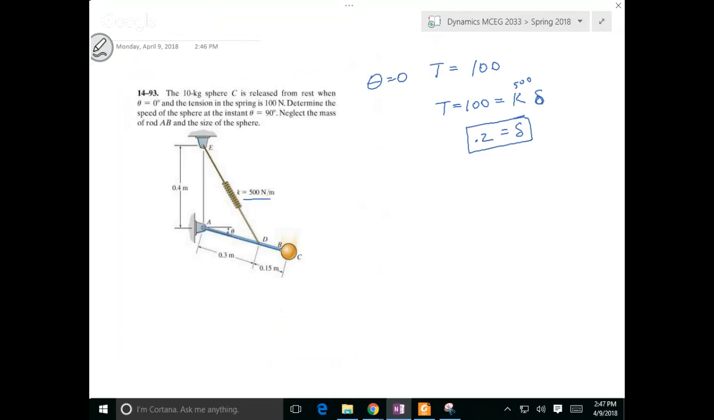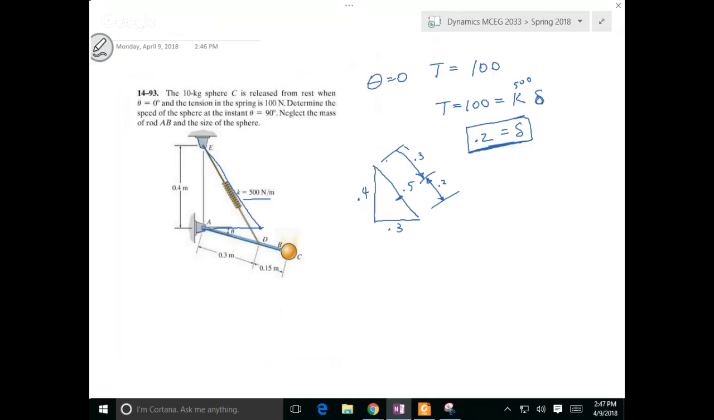So say this point swings up here. It goes to there, goes out here. So the triangle looks like this, 0.4, 0.3. Aha, I like this guy, 0.5. So the unstretched length is back here. So this is 0.3, and this is 0.2. Then he says, determine the speed of the sphere at the instant where it is straight up and down.